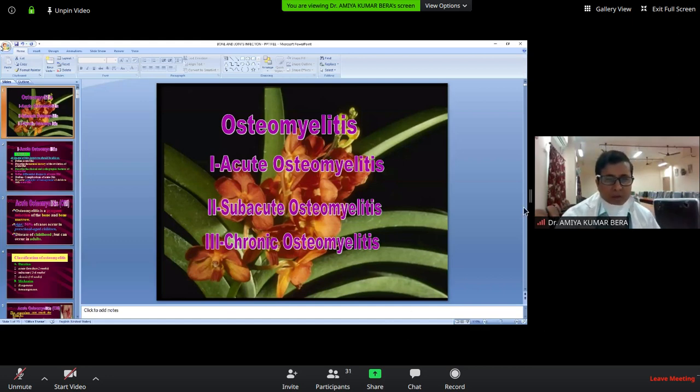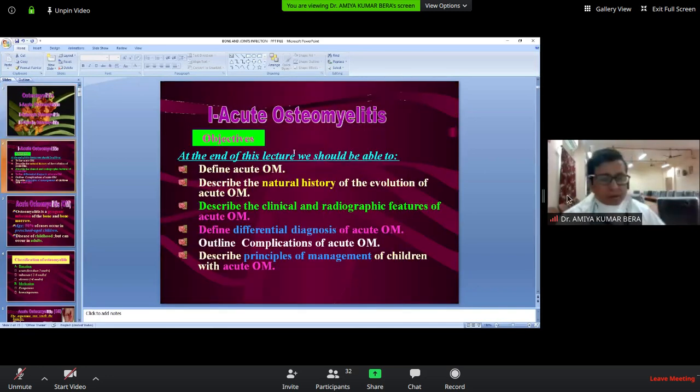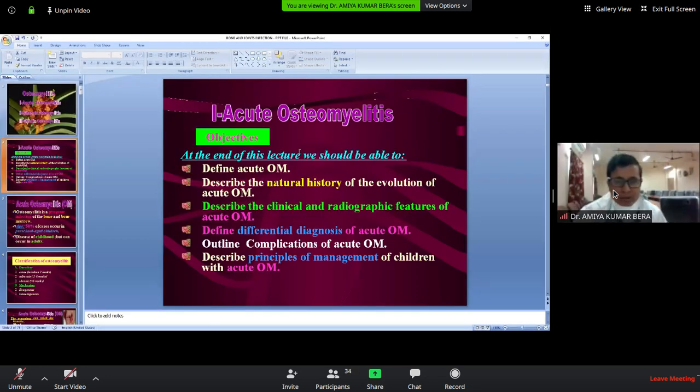Now, the objective of this learning is so that you can define what is acute osteomyelitis, what the natural history of osteomyelitis is, and how to diagnose it clinically. What are the radiological features by which you can confirm it, the differential diagnosis which you should consider, the complications, and how to manage it, with particular reference to children, because it's the children who suffer most and badly also, if not treated properly.